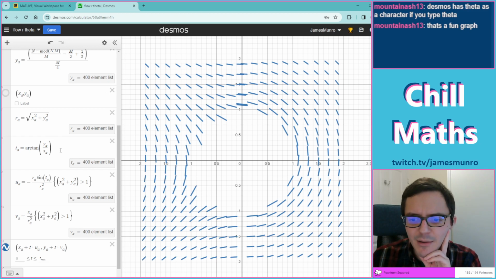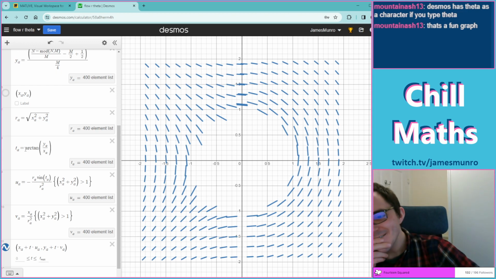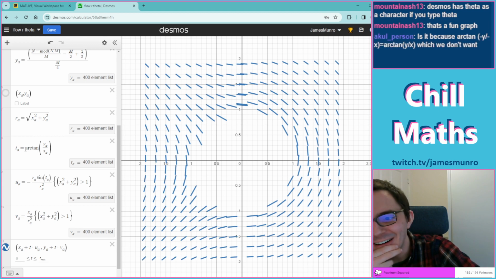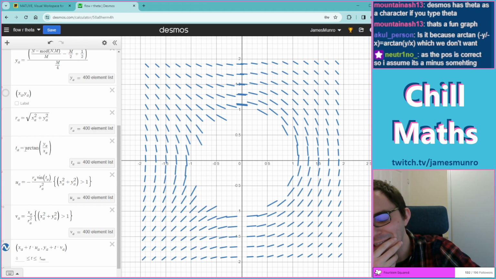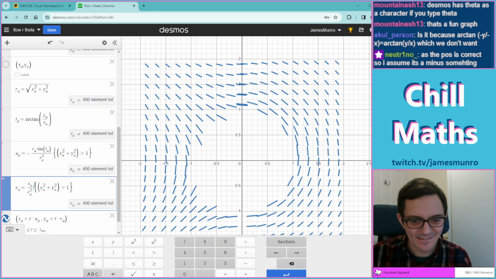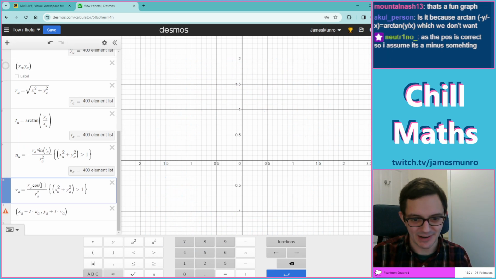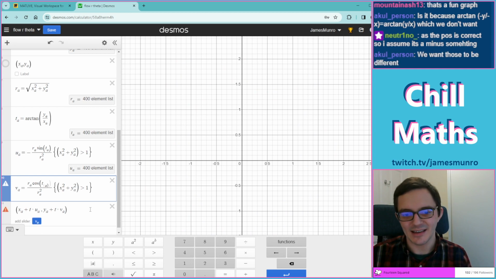Oh, is arctan weird? Arctan's weird in Desmos. How are we going to get around arctan? It's flipped everything over there. Everything's going to be backwards on that side. That's really annoying. I'm going to have to teach it what I mean by... Yeah, so it's not quite going to be right.